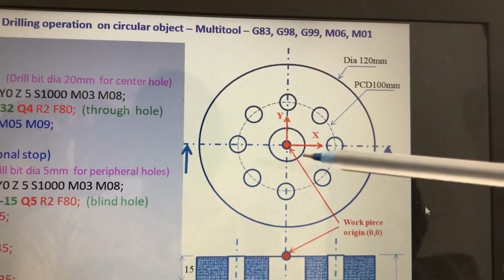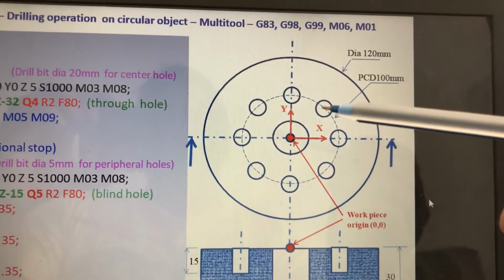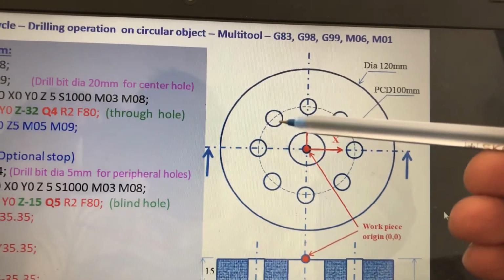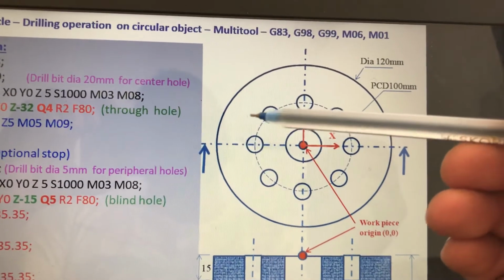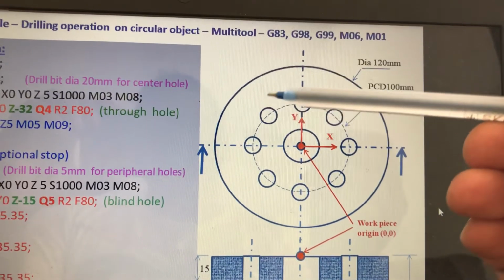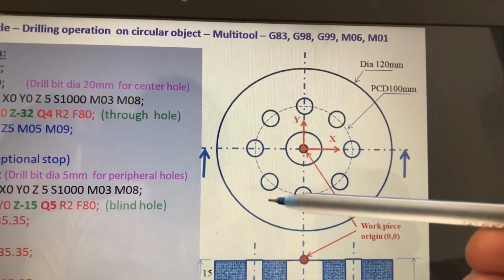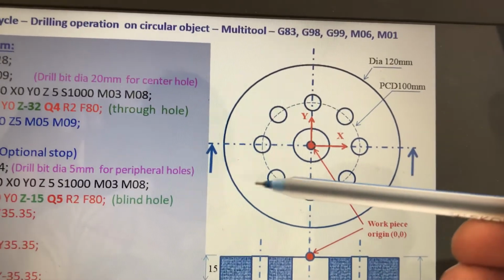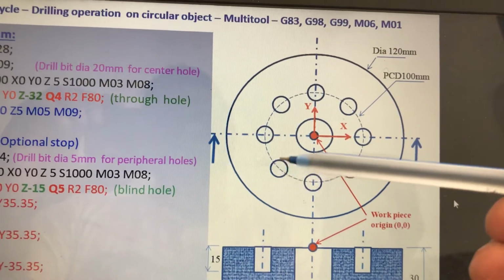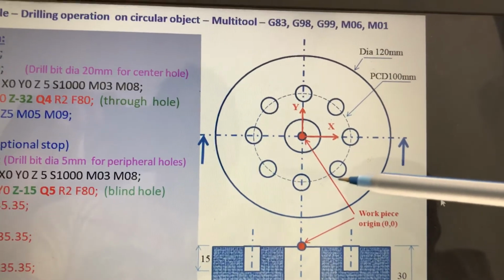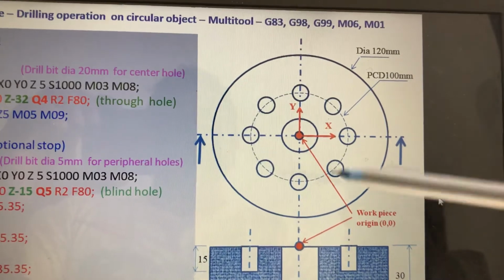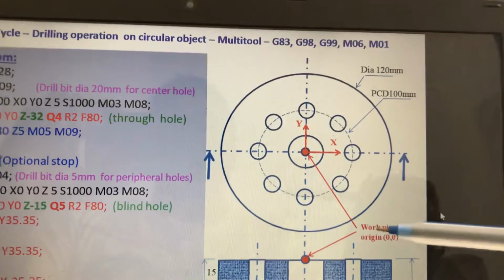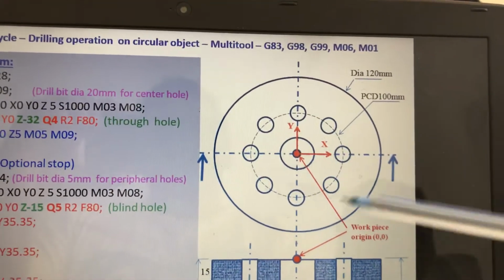So x and y will be of the same value. Here it is 35.35, 35.35, and you go to the next hole. Here x is in the minus direction, so minus 35.35, 35.35. If you come to the third quadrant, both x and y are in the negative direction, so minus 35.35, minus 35.35. When you come to the last quadrant, x is positive but y is negative, so 35.35, minus 35.35. Now all the coordinate values are defined.